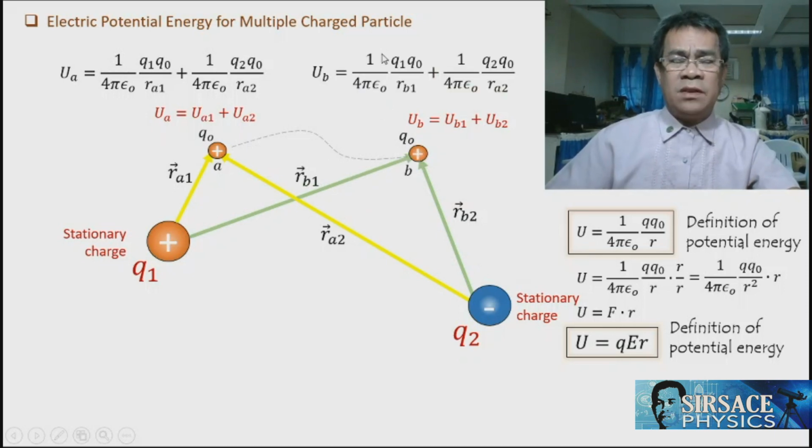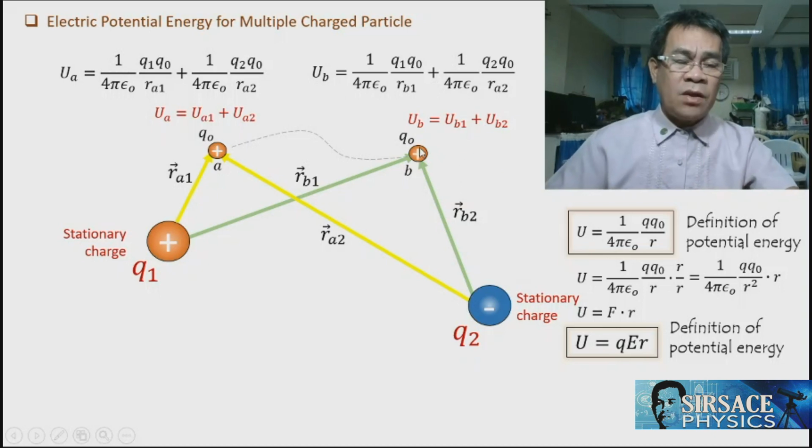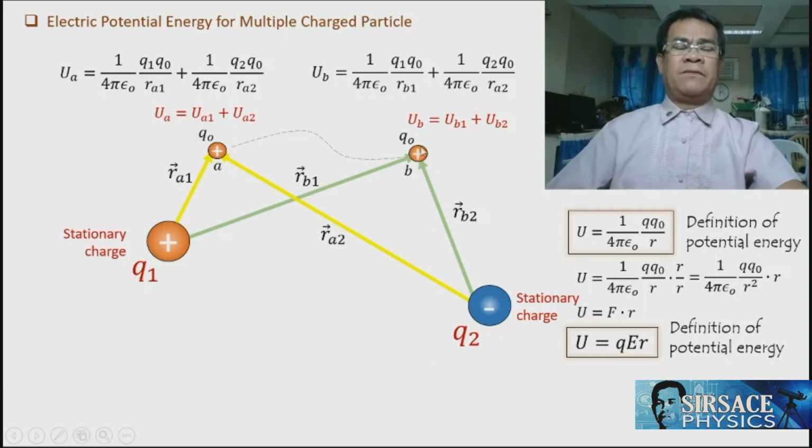So, do it the same. 1 over 4 pi permittivity Q1, because this is the charge interacting with Q naught, divided by this distance away from them. Then add the energy of this charge produced on charge B. So this should be 1 over 4 pi permittivity, the interacting charges are Q2 and Q naught, divided by the distance of B away from charge 2. So therefore, that's it.